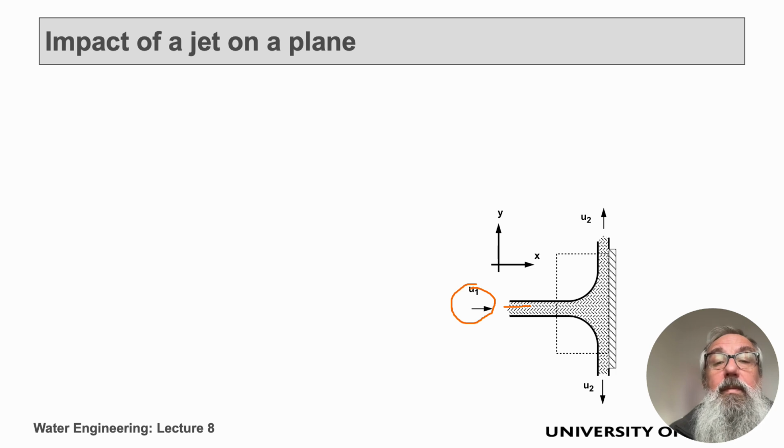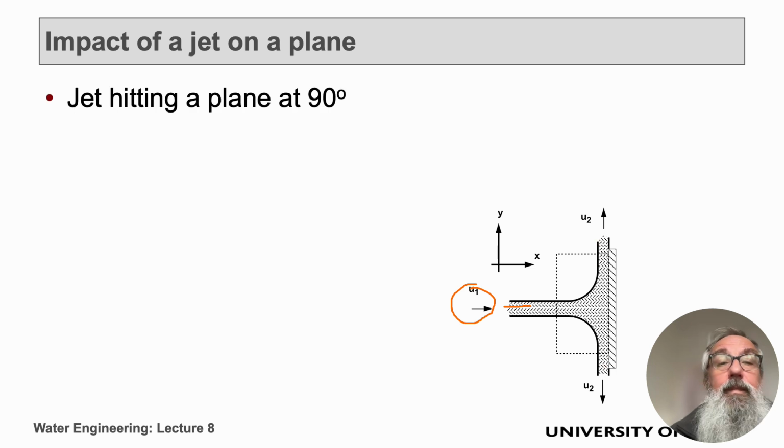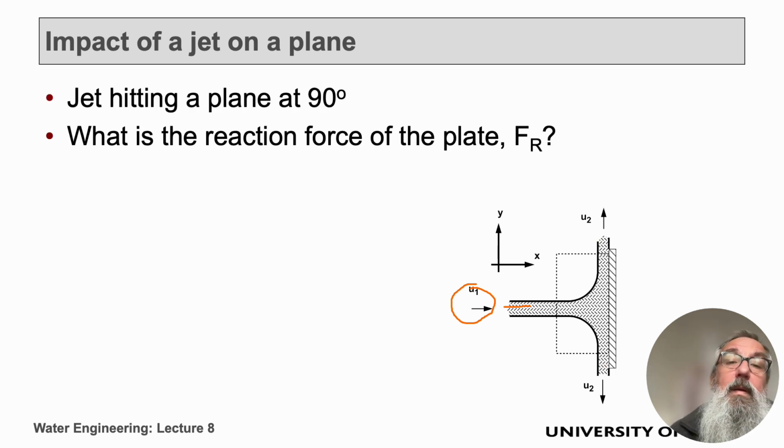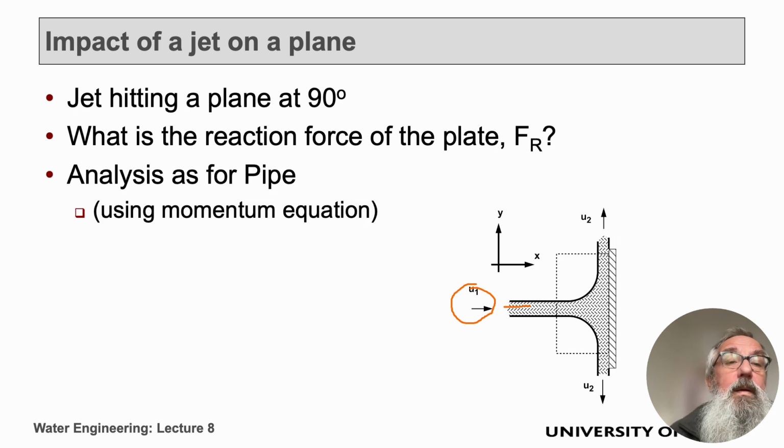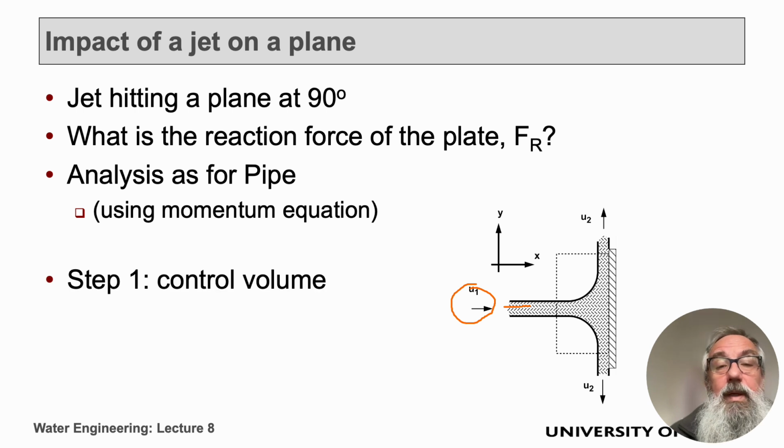So control volume, shown by the dashed box, we have a flow going in and we have two flows going out. The question is, what is the reaction force of the plate? What force does the plate need to withstand to not move? Same analysis as a pipe using the momentum equation. Step 1, as we do with all these force equations: draw a control volume.